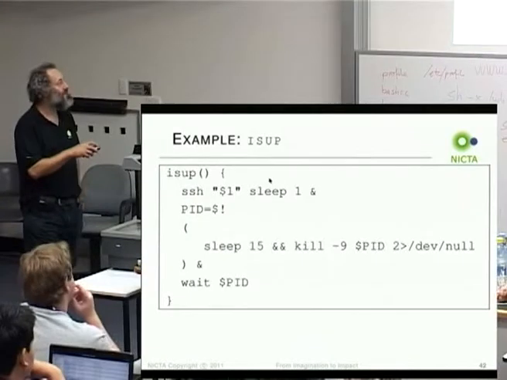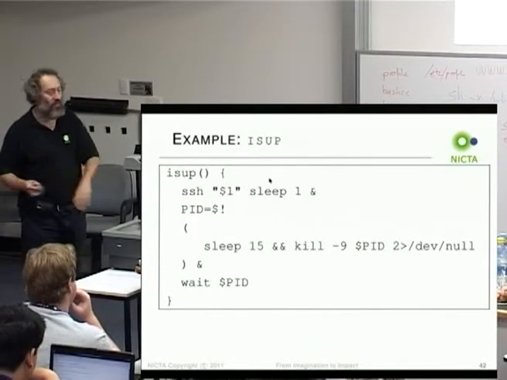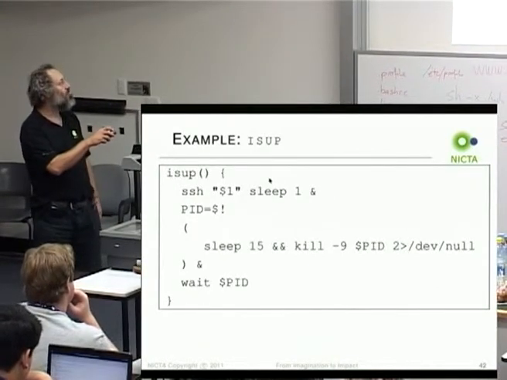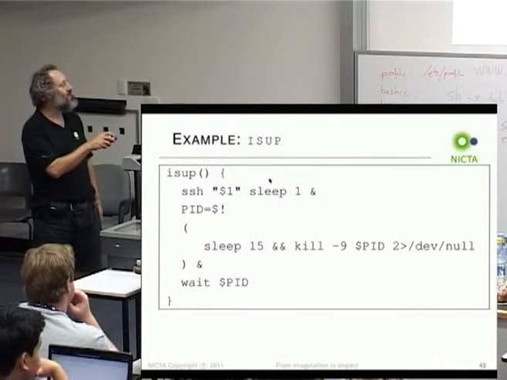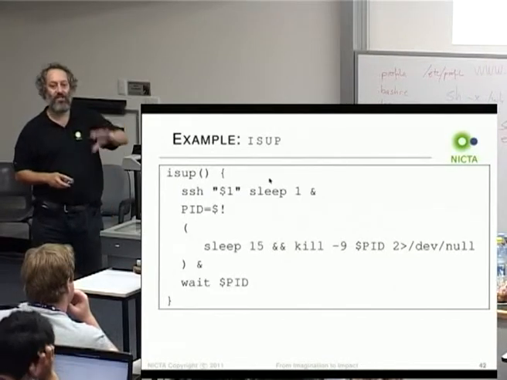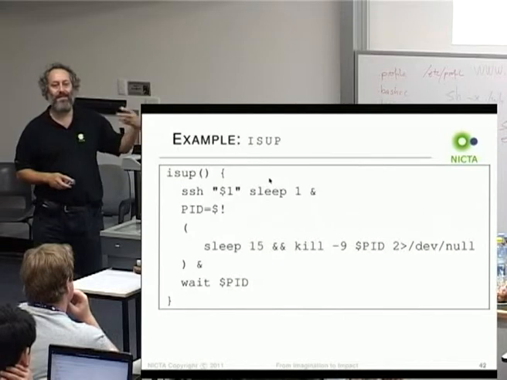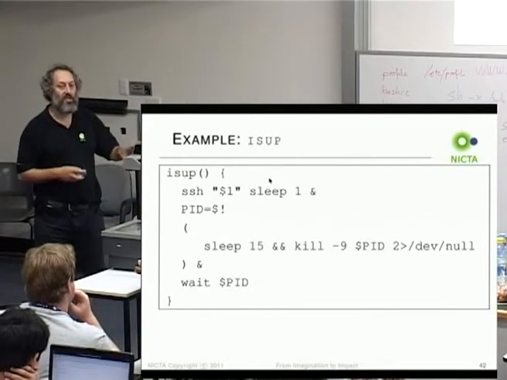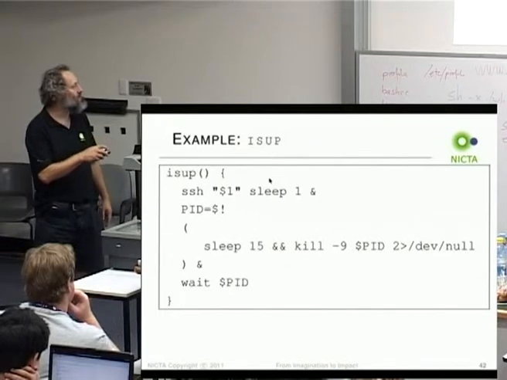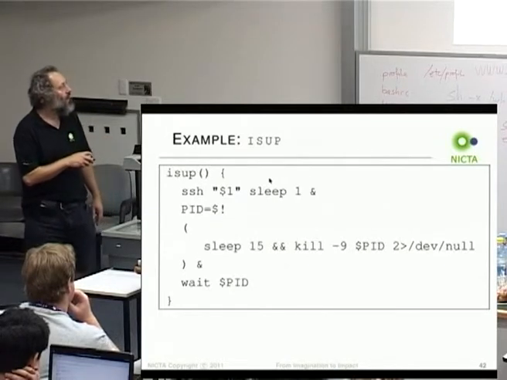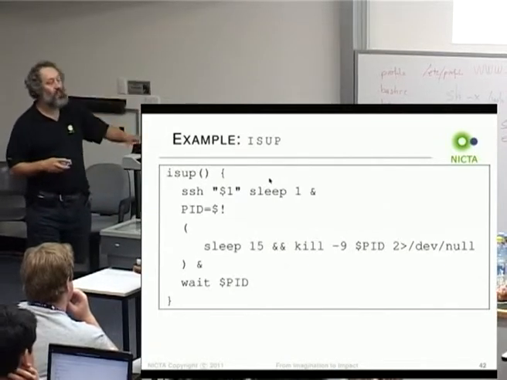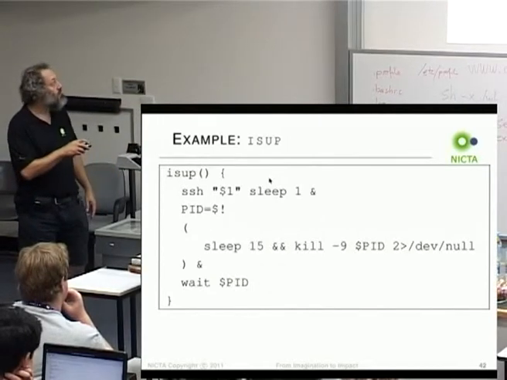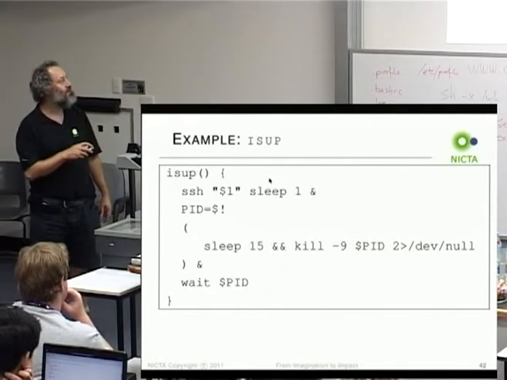So the first thing we're going to do is start a shell function. New concept. If you've got some token followed by parentheses in your shell script, that says this is a function. We're going to store this away and invoke it later on. And you can invoke it just like you can invoke any other command. The body of the function is limited by braces there. And we're going to put a whole heap of things together that we've seen so far. First, we're going to SSH to $1.